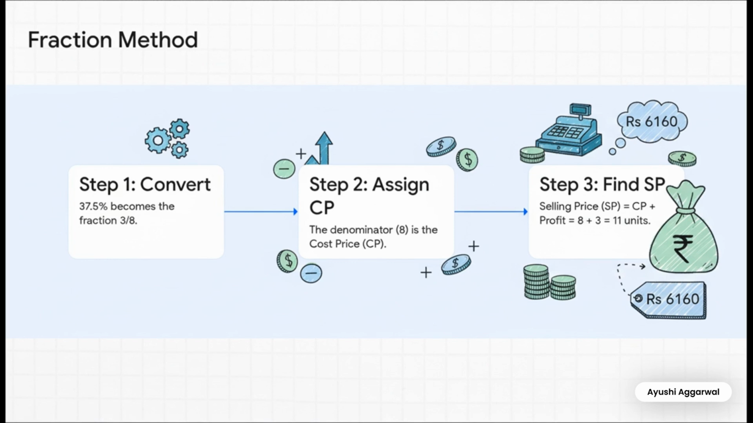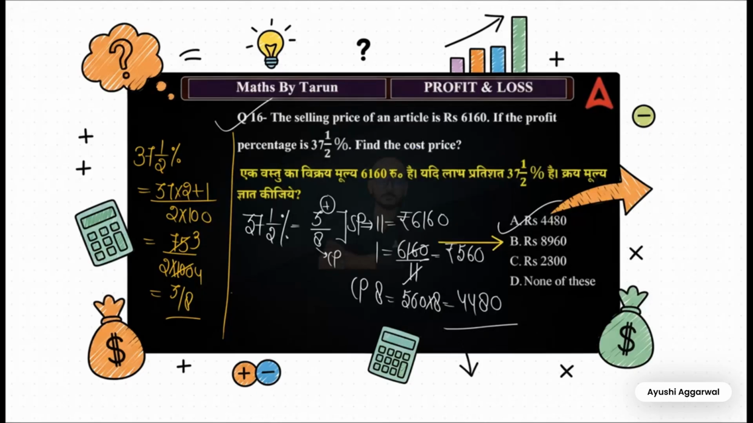All right, so we turn that scary 37.5% into a friendly 3/8. And just like we did before, the bottom number, 8, that's our cost price. The top number, 3, is our profit. So what's the selling price in these units? Well, it's just 8 plus 3, which is 11 units. And now we have a connection. These 11 units are actually equal to the 6160 rupees from the question. And just like that, the whole problem just unlocks.